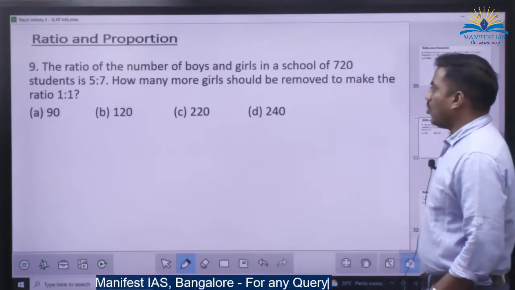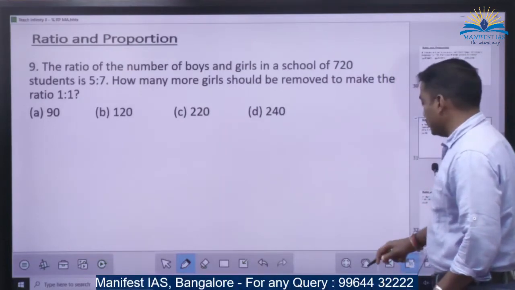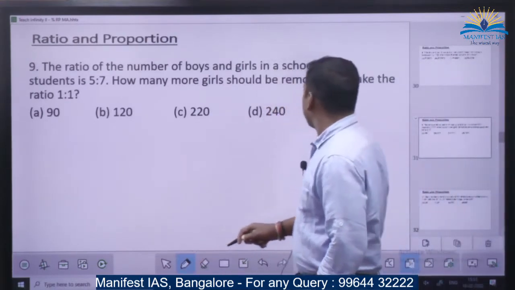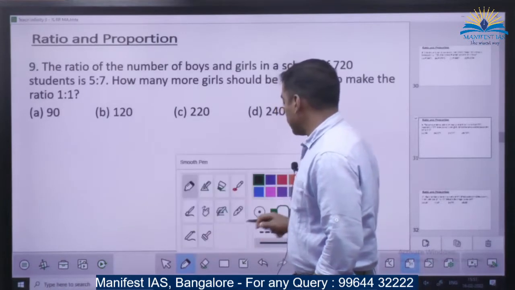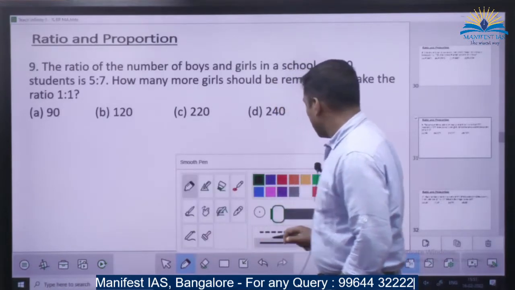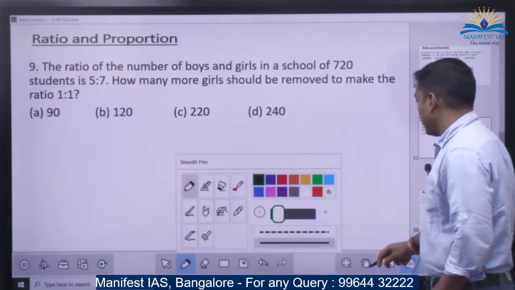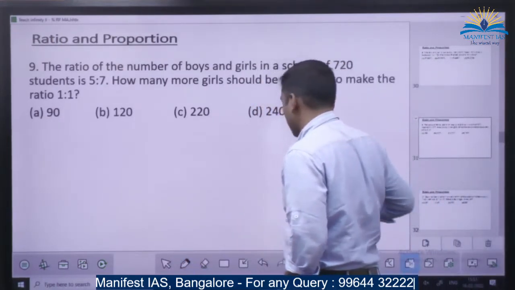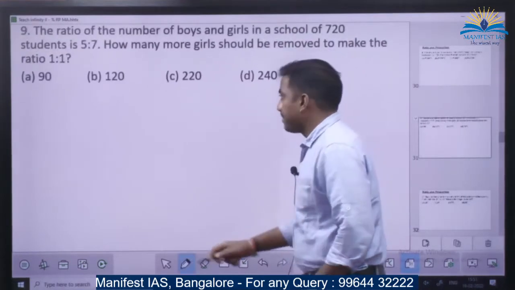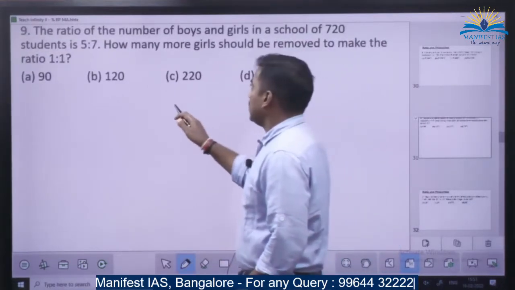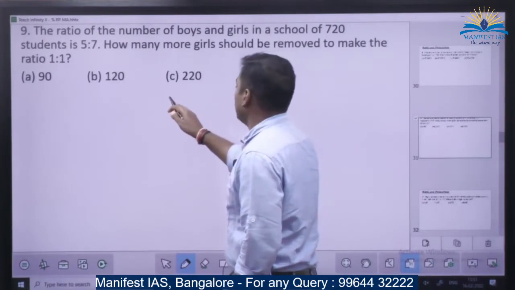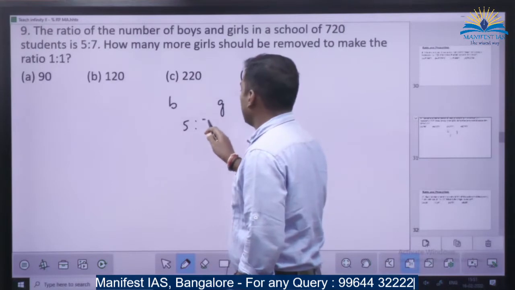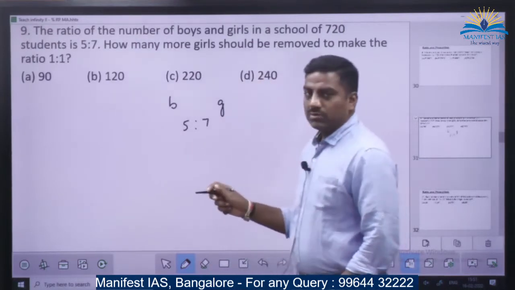The ratio of the number of boys and girls in a school of 720 students is 5:7. Five is to 7 is the number of boys to the number of girls. That is 5:7. So what must be the total number?